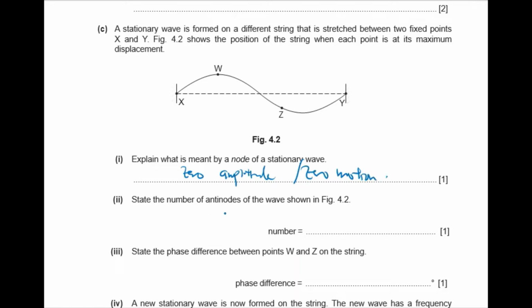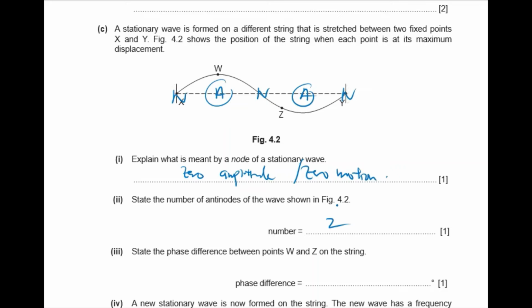State the number of antinodes of the wave shown in figure 4.2. So X here is a node, then antinode, here node, antinode, node. So the number of antinodes, 1, 2. So we have 2.